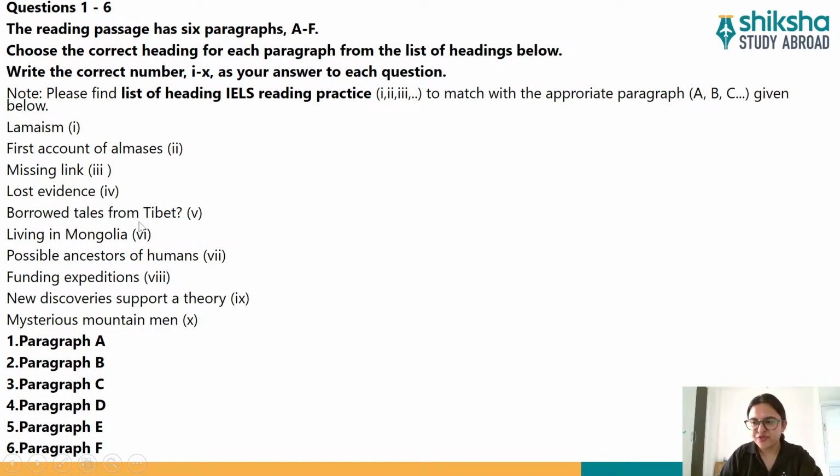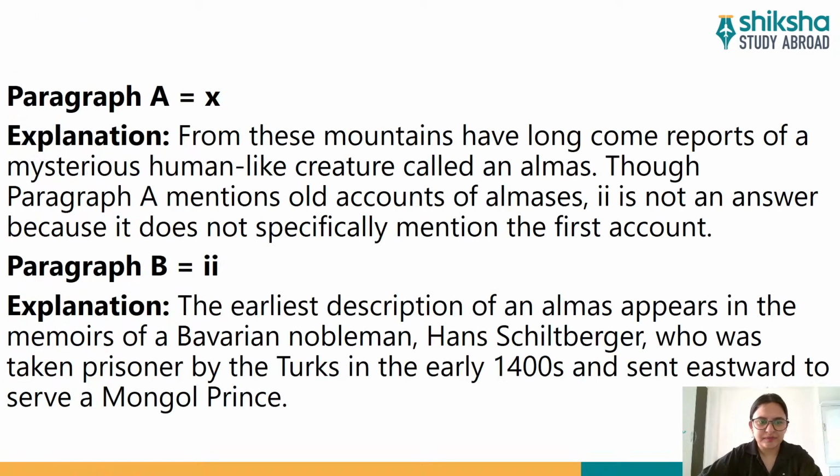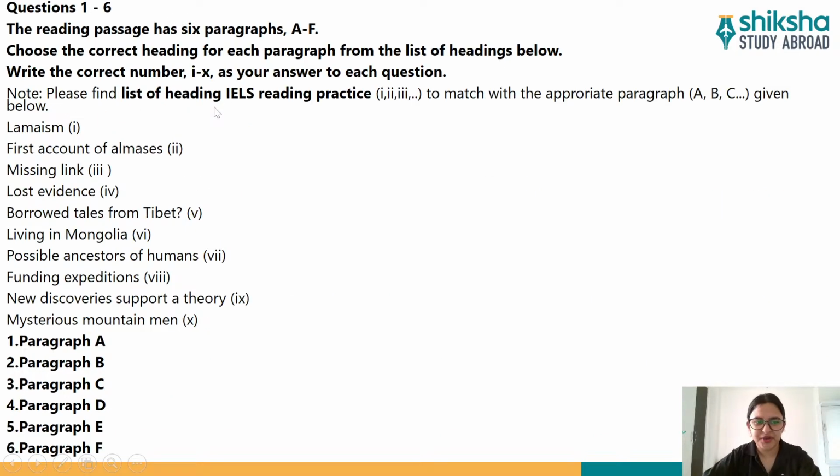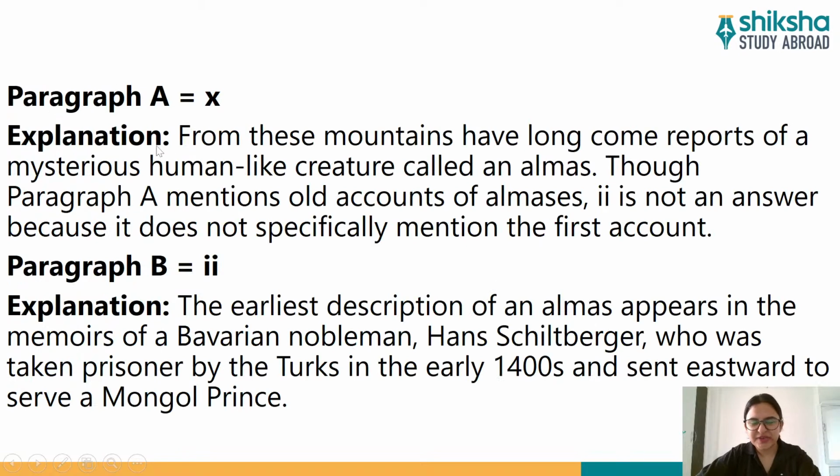Now let's try to find out the answer for A and B. So the answer for A is 10th. This is not X, this is Roman number 10. So paragraph A matches with mysterious mountain men. Why? Let's see the explanation. The explanation is given here: from these mountains have long come reports of a mysterious human-like creature called an Almas. So here is a very big hint for your answer.